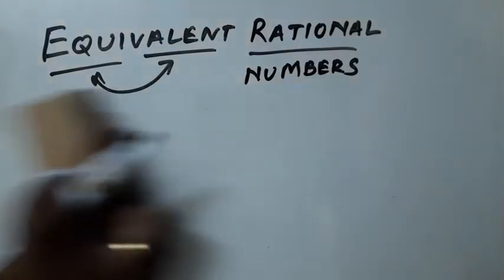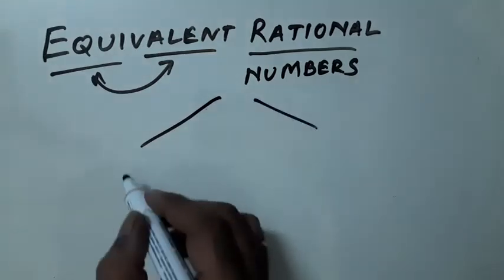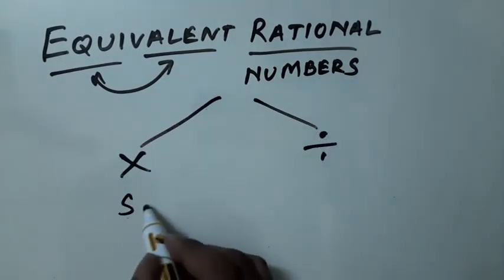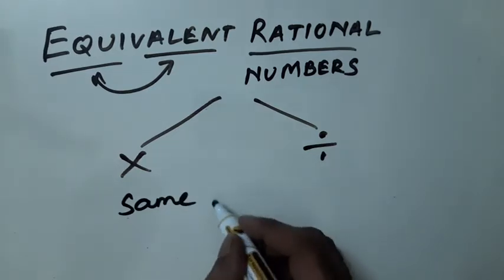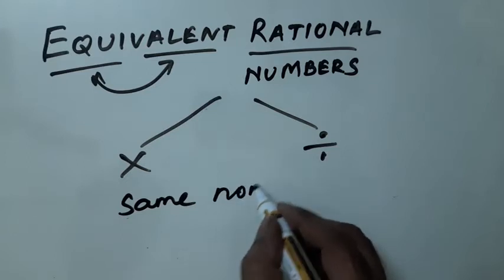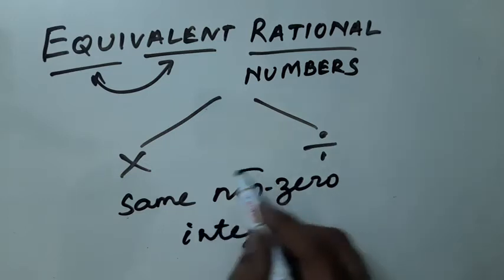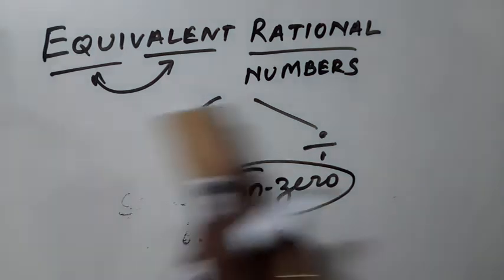So here we can say, to get equivalent rational numbers, we can multiply or divide the numerator and the denominator by the same non-zero integer. Remember, it should be non-zero. We cannot multiply by 0. So if we multiply by 0, what is the problem? Let's see.